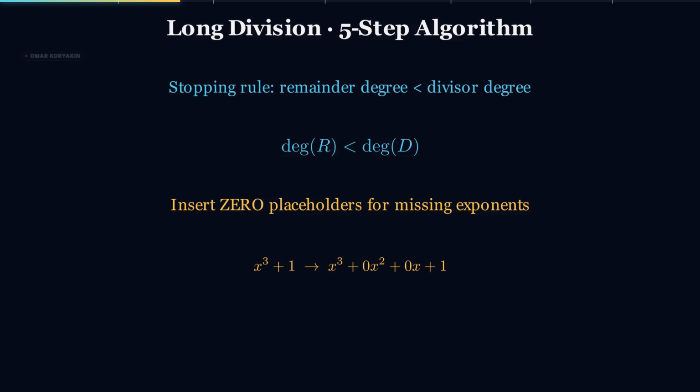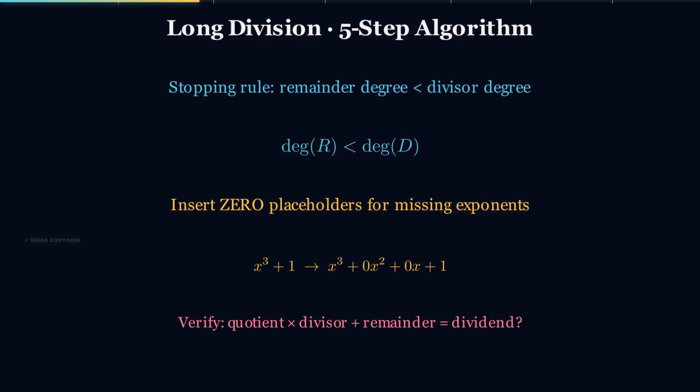Setup convention. Before starting, write both dividend and divisor in standard form, descending order by exponent. Insert 0 placeholders for any missing exponents in the dividend. The placeholders are essential for column alignment during subtraction. Without them, the positional arithmetic breaks down and term mismatch errors become almost certain. The placeholders cost nothing because 0 times any divisor term is 0, but they make the algorithm work cleanly.